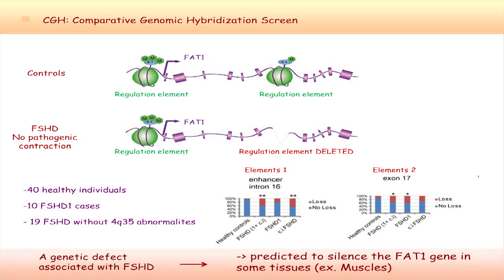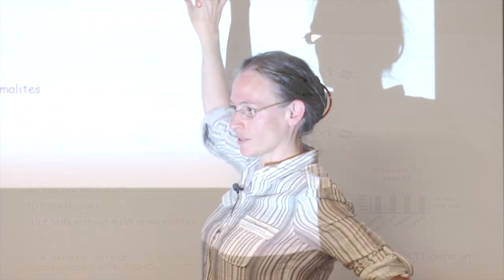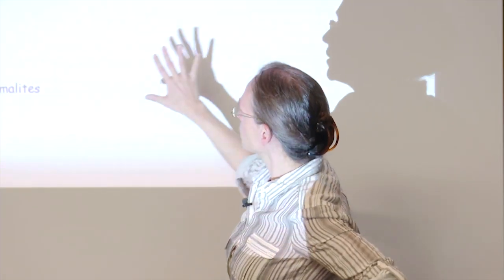And what we found by comparing FSHD cases to control DNAs were several cases carrying deletions of one of these elements. So this is an element that if you delete it, the protein is still capable of being made, but you may interfere with where it's expressed in the body and when. And although we still have to demonstrate what it does exactly, and this is ongoing in the lab, what we wanted to know was how frequently that mutation was associated with FSHD.